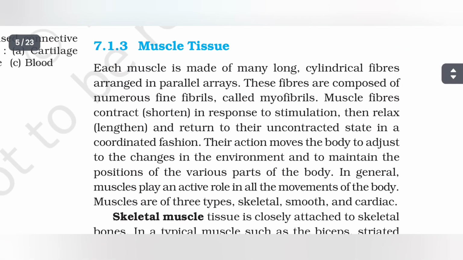Muscle tissue. Each muscle is made up of many long cylindrical fibers arranged in parallel arrays. These fibers are composed of numerous fine fibrils called myofibrils. Muscle fibers contract in response to stimulation, then relax and return to their uncontracted state in a coordinated fashion. Their action moves the body to adjust to the changes in the environment and to maintain the position of the various parts of the body. In general, muscles play an active role in all the movements of the body.